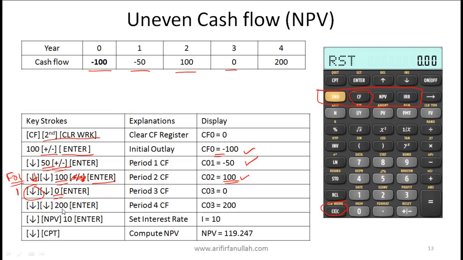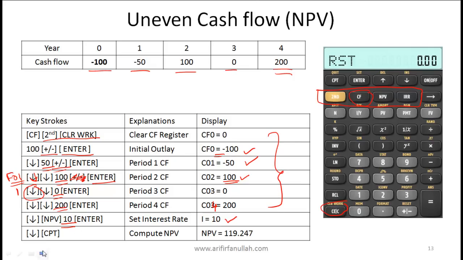And then again down arrow twice, press in 200, which is your fourth cash flow. So this should be cash flow 4. And then you press your down arrow and hit the NPV button. When you hit the NPV button, you will see I equal to 0. There you put in 10, which is telling the calculator that the interest rate is 10%. Then hit enter. So what you have now done is told the calculator that you are calculating NPV with an interest rate of 10% and with all this cash flow that you have entered.